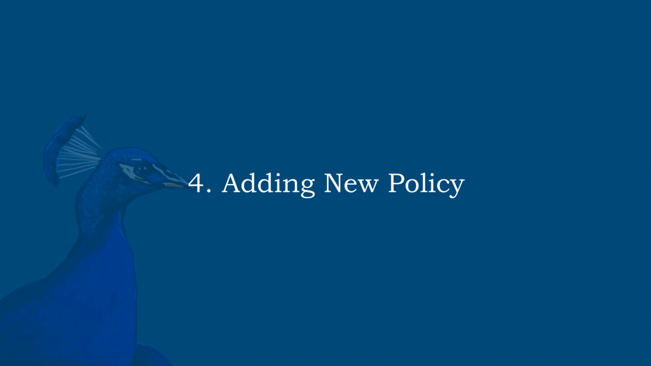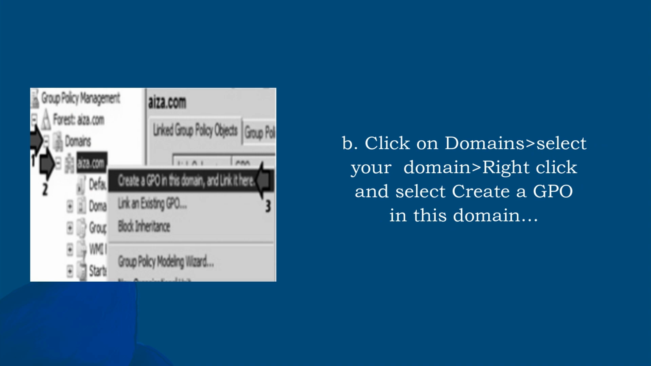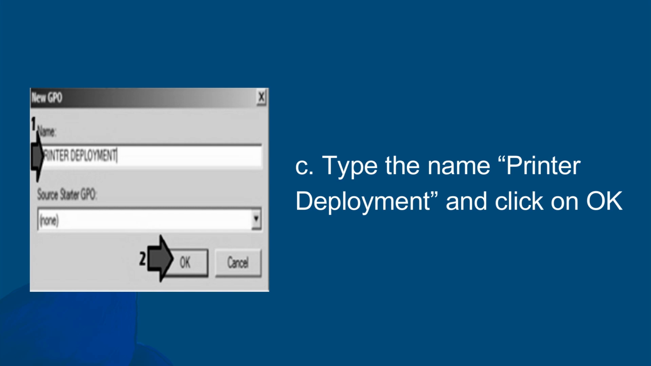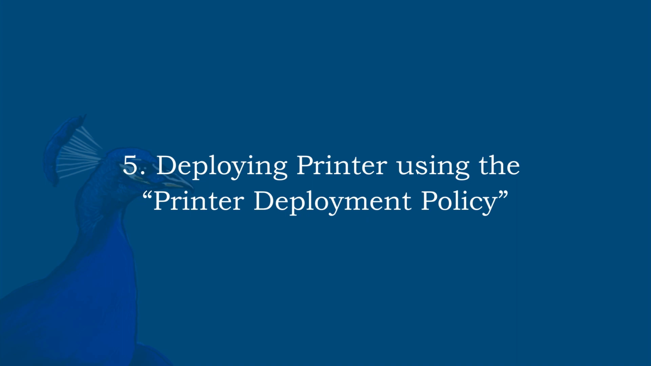4, adding new policy. A, click on Start and search and open Group Policy Management. Then B, click on Domains and then select your domain and right-click and select Create a GPO in this domain. And then C, type the name Printer Deployment and click on OK. And then D, select the Printer Deployment Policy and click on Add. Then add domain users.